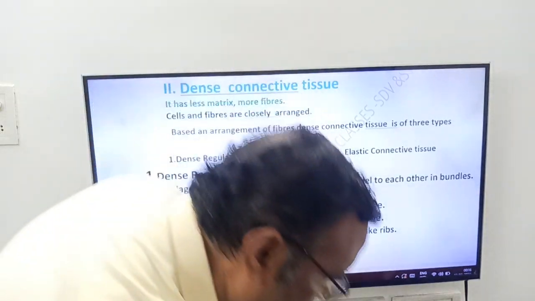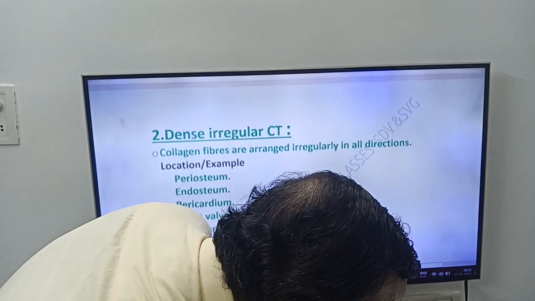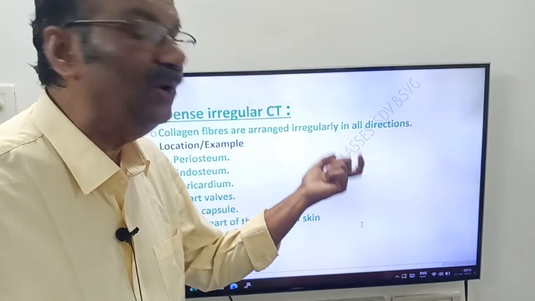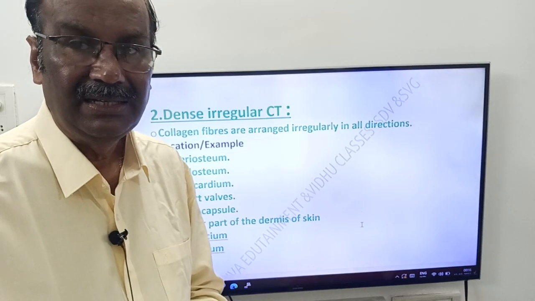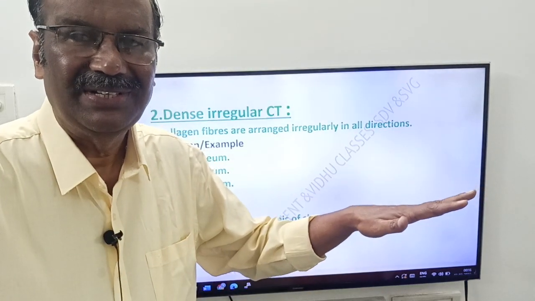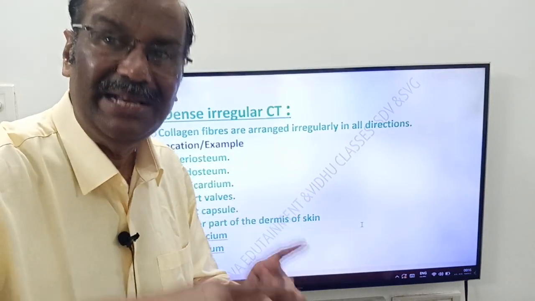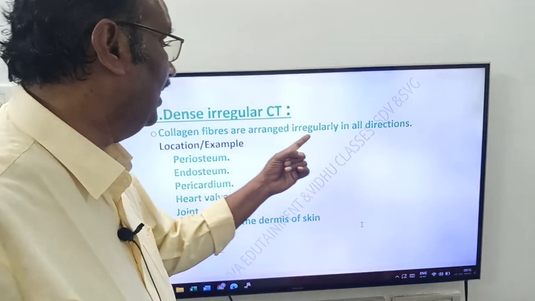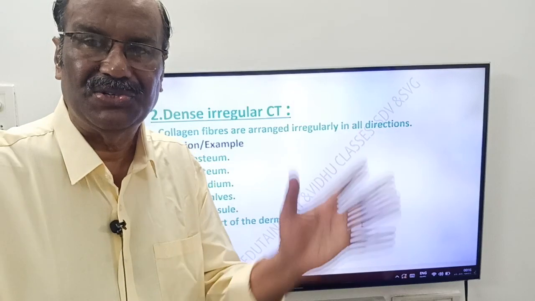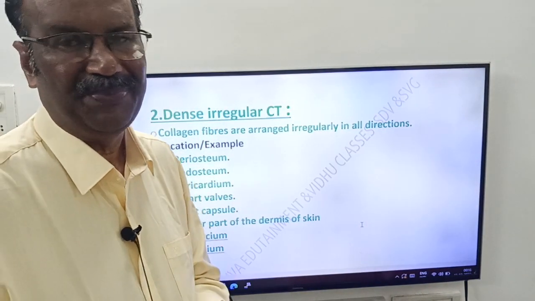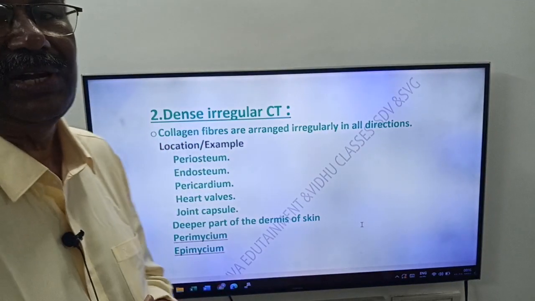Okay, friends. Now come to dense irregular connective tissue, friends. Here collagen fibers are arranged irregularly in all directions. In regular connective tissue, they are arranged regularly, parallelly in a sequence, friends. But here they are arranged irregularly in all directions. Because of that we are calling it as dense irregular connective tissue. Now come to location, friends, or example.